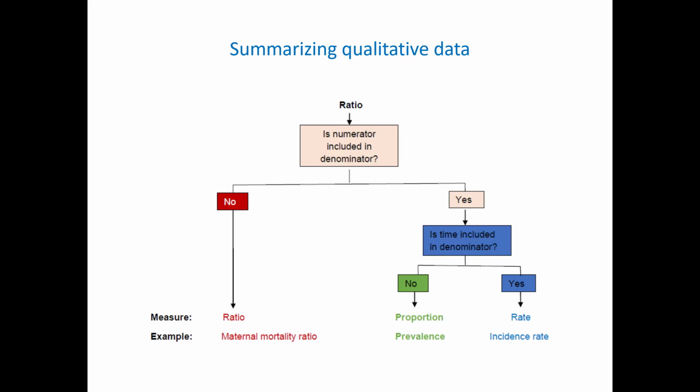But the special form of ratio where the numerator is part of the denominator is proportion or rate. Proportion means the time is not part of the calculation. Rate, time is part of it. So an example is the maternal mortality ratio.